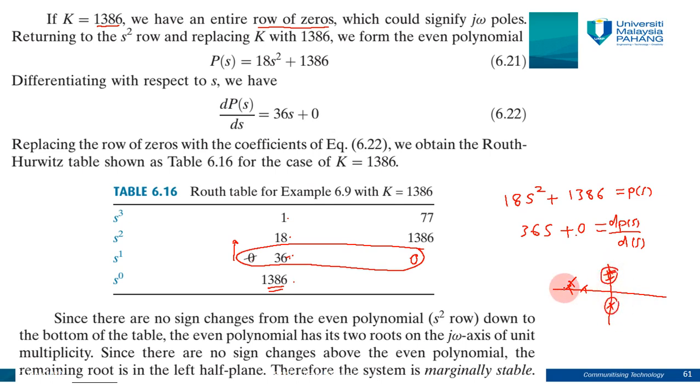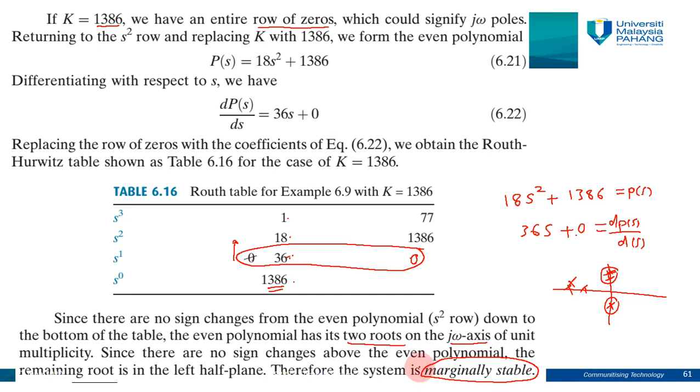Okay, since there is no sign change from the even polynomial s squared row down to the bottom of the table, that means we have two roots on the j omega axis, or the imaginary axis, of our system. These two poles give you the marginally stable situation. That means our system is still stable, but it is marginally stable. Okay, it's not absolutely stable.